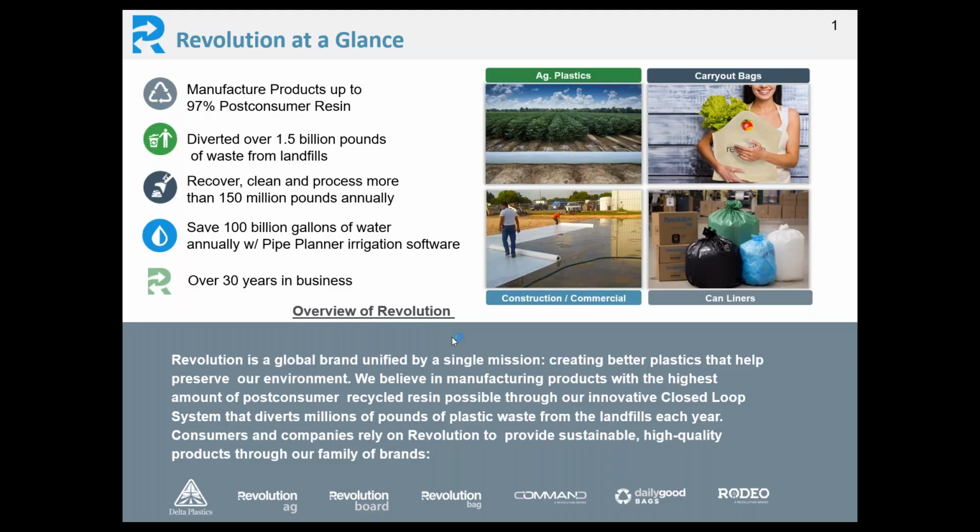So from that video, you'll see that we indeed collect agricultural film, we recycle it, and then again, we make it into new products. So we heard on that first presentation, which was wonderful from Pam going through all the details on film. It's just we as a company, Revolution, we want to be part of the solution. So not only are we manufacturing the products that are going on the fields, but we are also recycling those products and making them into new products.